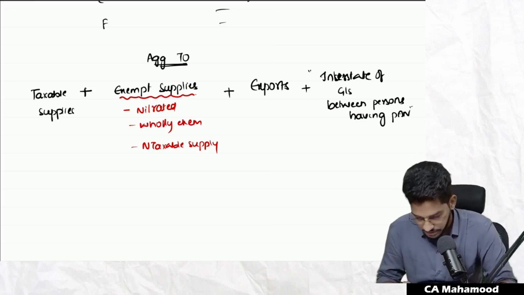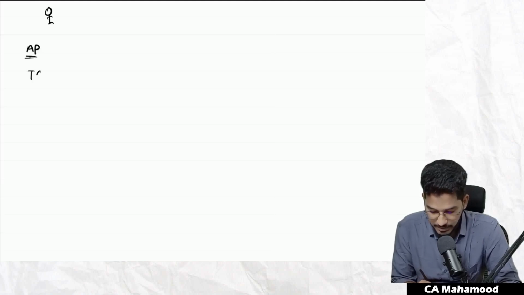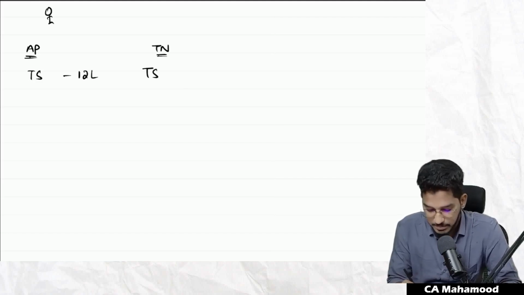We will do some more illustrations. So assume that I am a person having place of business in Andhra Pradesh. From there I have made taxable supply of, assume, some 12 lakh rupees. I have the place of business in Tamil Nadu also. In Tamil Nadu also, I have made a taxable supply of, assume, some 12 lakh rupees.